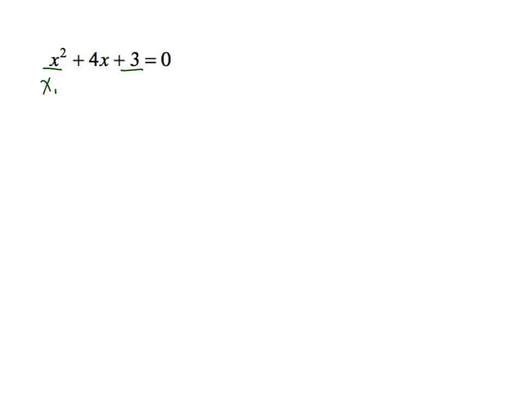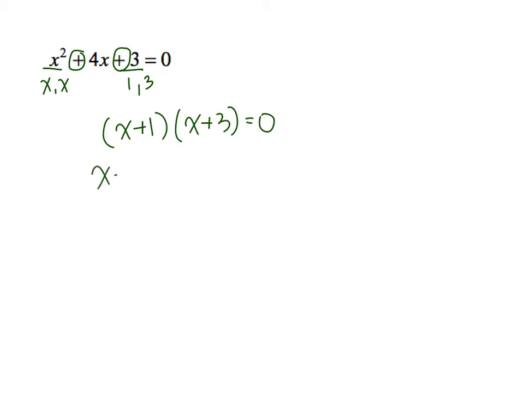So I'm going to find my factors. We have x and x, and 1 and 3. We're looking for a sum, and we want them both to be positive. Factors of 3 that give me a sum of 4 are 1 and 3, obviously. So we have x plus 1 times x plus 3 is equal to 0. Using the zero product property, at least one of these has to be equal to 0, so I'm going to set both of them to 0.